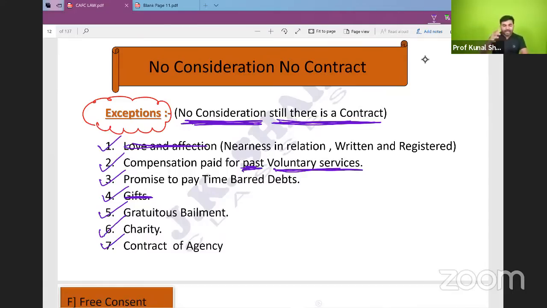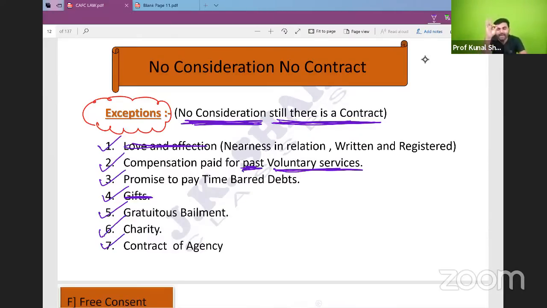For her promise, is she getting something in return? Sir, she received her purse now. Arey, that purse already belonged to her, yaar. So she is not getting something in return. Then also, if she is making a promise to compensate me for my past voluntary services, then even if there is no consideration, still there is a valid contract. Yes, there is a valid contract between me and that old lady.